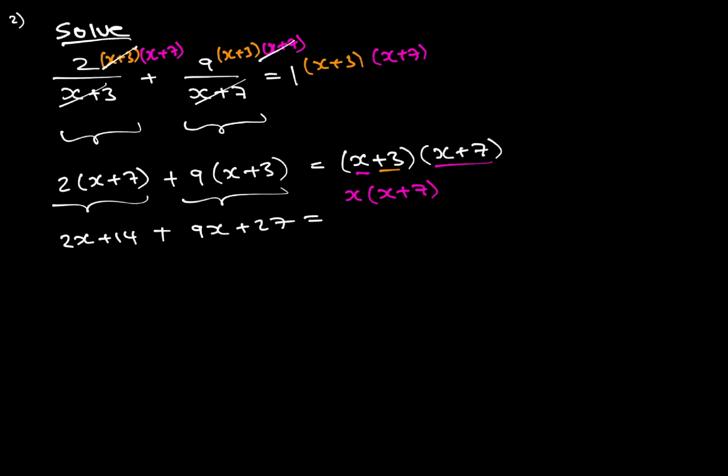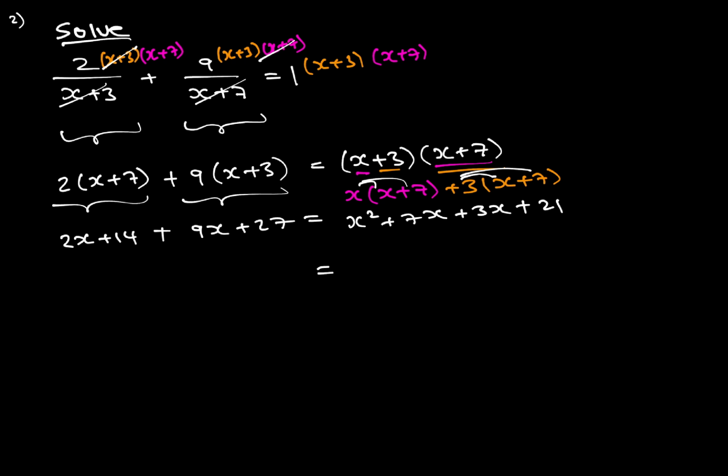Then I'm going to take the positive 3 and multiply that by x plus 7. And I'll write my answer below. x times x is x squared. x times 7 is plus 7x. Then I've got positive 3 times x is positive 3x. Positive 3 times 7 is positive 21.